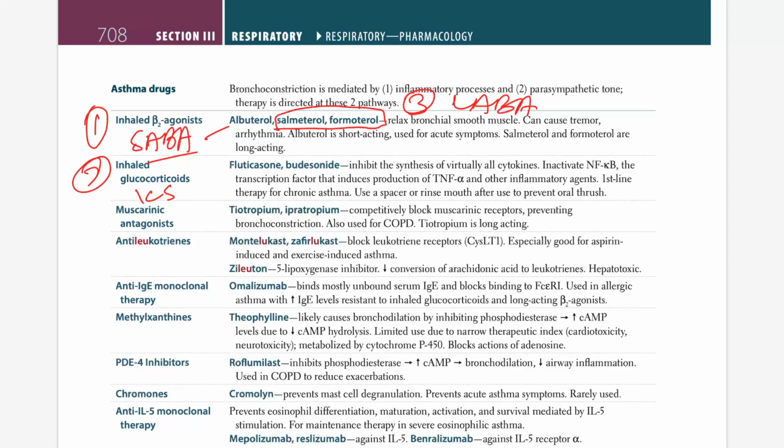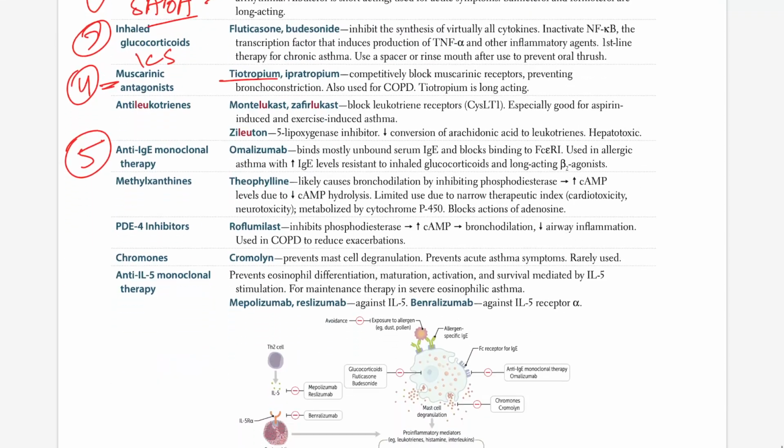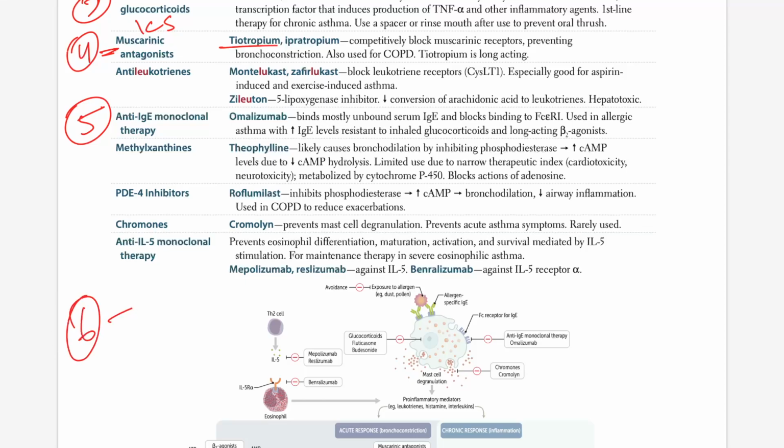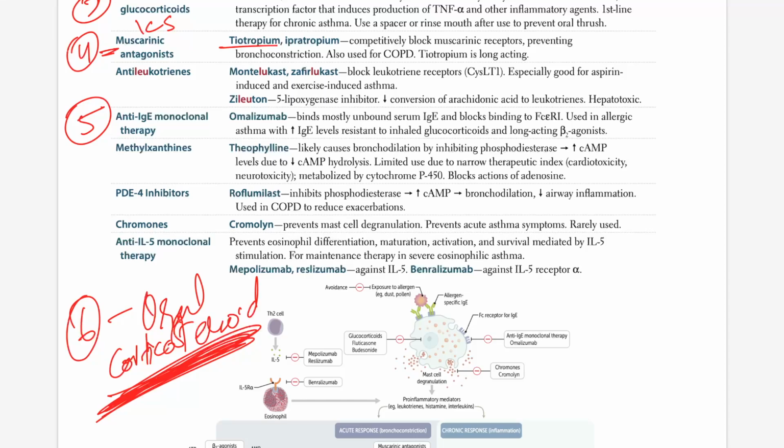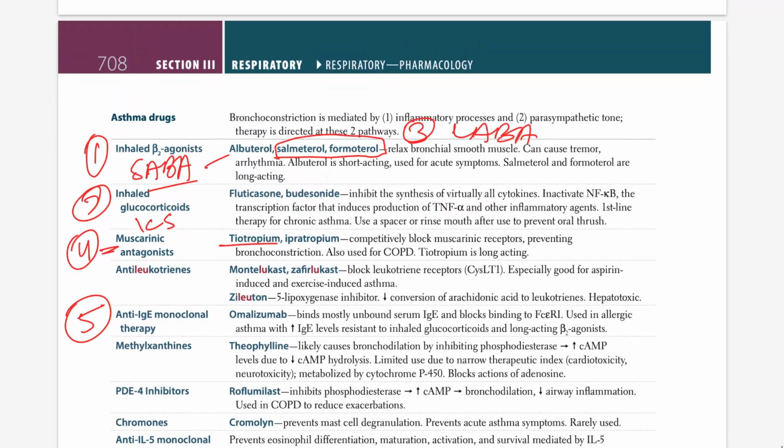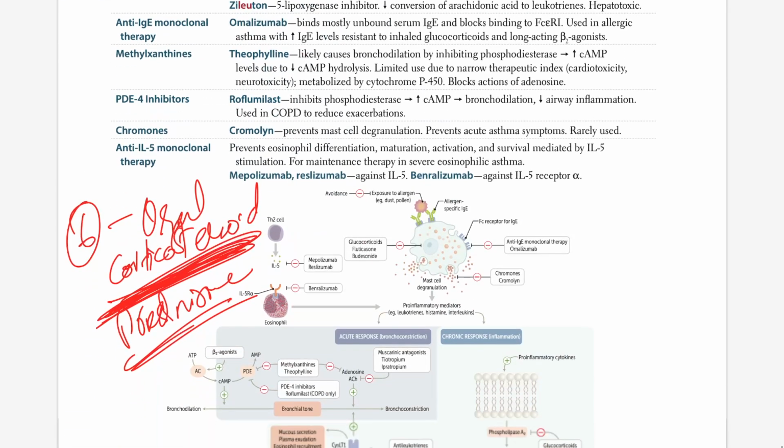If that doesn't fix the problem, then you add tiotropium, which is right here. If this doesn't do it, then you would add the anti-IgE monoclonal antibody, omalizumab, and the rest of these are just specific to the actual problem. But if that doesn't even fix the problem, then you go with the last resort, which is oral corticosteroids, like prednisone. But mostly patients do get fixed with the other ones, because there are a lot of adverse effects with oral corticosteroids. So most people do get fixed by the top 5 approaches, and that's all for respiratory.